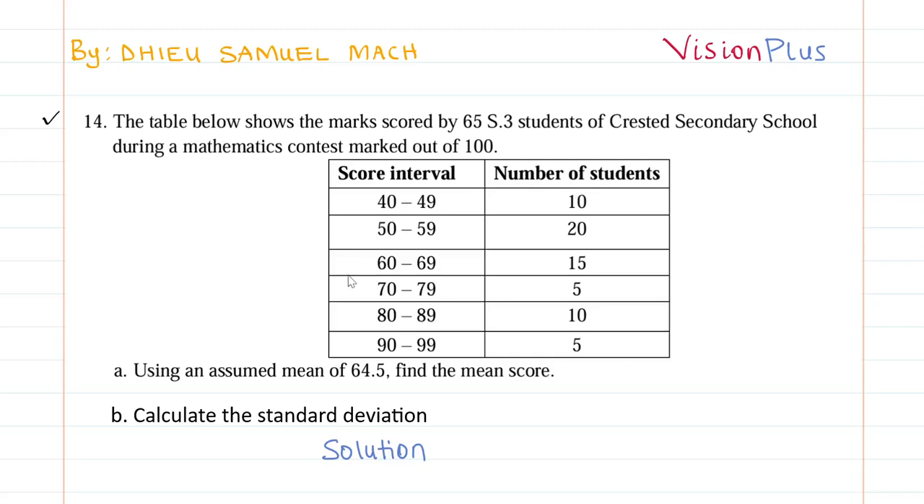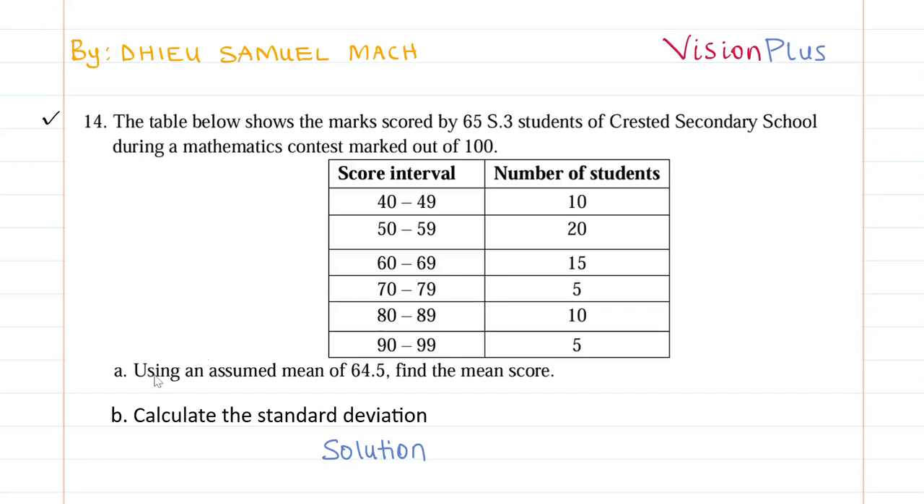In the first column, we are given the limits. These are the limits. The score interval forms the limits. The column for the number of students forms the frequency.